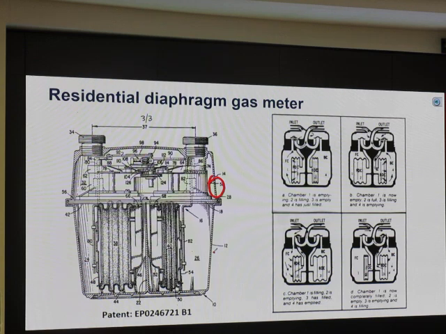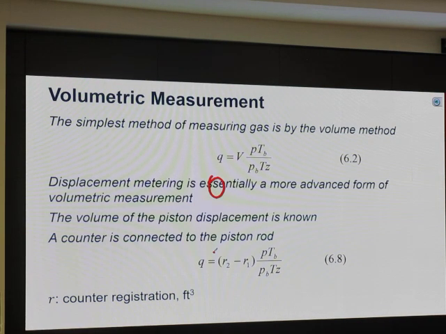A diaphragm type gas meter is a residential type that we use in the house so that we pay the gas bill. It takes a certain volume in and pushes a certain volume out. It's a positive displacement type of flow meter. Positive displacement means we directly measure the volume that we push or move forward. The differential pressure type means we create a pressure drop, then we measure the pressure drop. They are not the same. Volumetric measurement. This is some calculation.